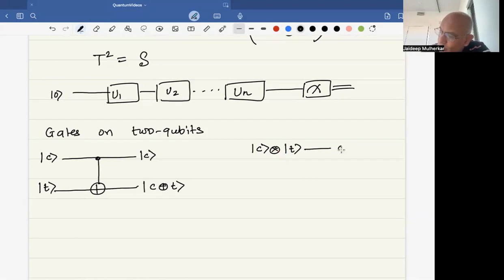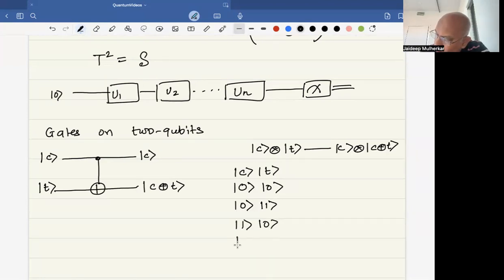So this is C tensor C plus T. This is the XOR of that. So let's see what happens to the basis states. The action of the CNOT gate on these basis vectors will help us write the matrix representation of the CNOT gate. So ket 0, ket 1. This is C, this is T, and then this is 1, 0, and 1, 1. So this will be 0, 0.